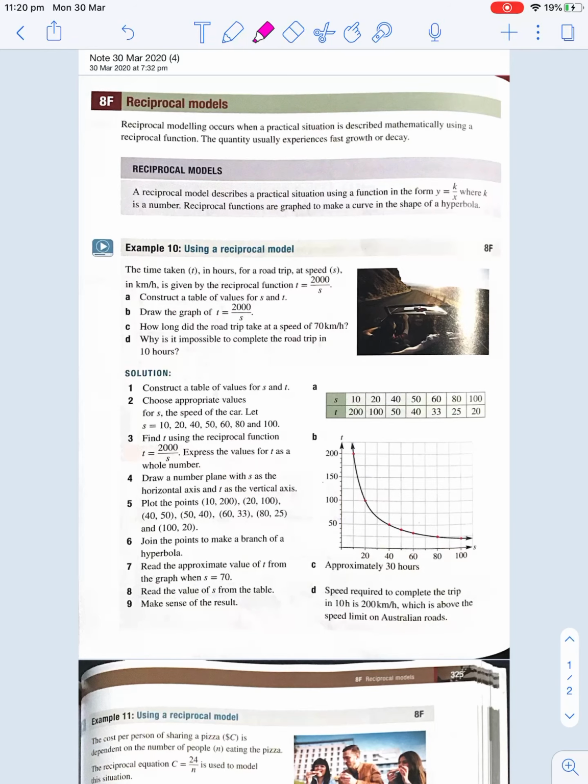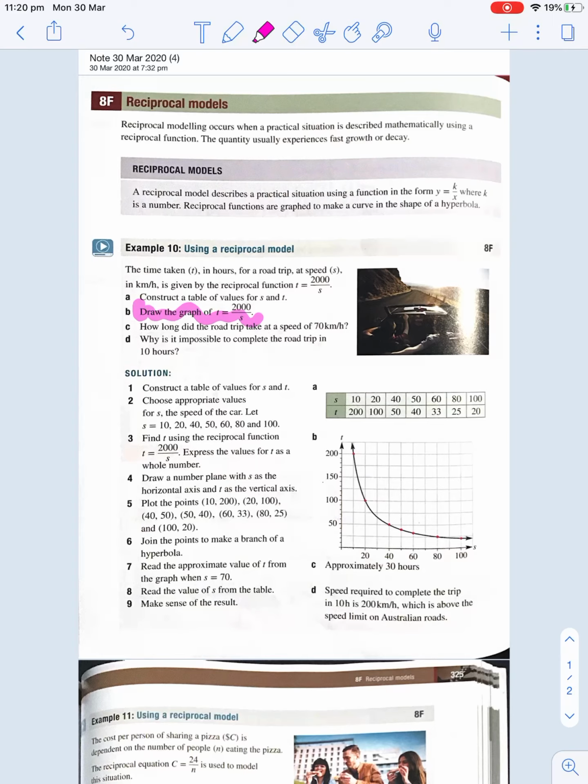And you'll notice that because there's 2,000 up the top, these numbers here are always going to be multiplying to give 2,000. So for example, like 10 and 200, they times together to give 2,000. So remember, that's a quick way to do these tables of values. This one here, I'm pretty sure they've just rounded. So that's actually 33.3 repeating, but they're just rounded to the nearest whole.